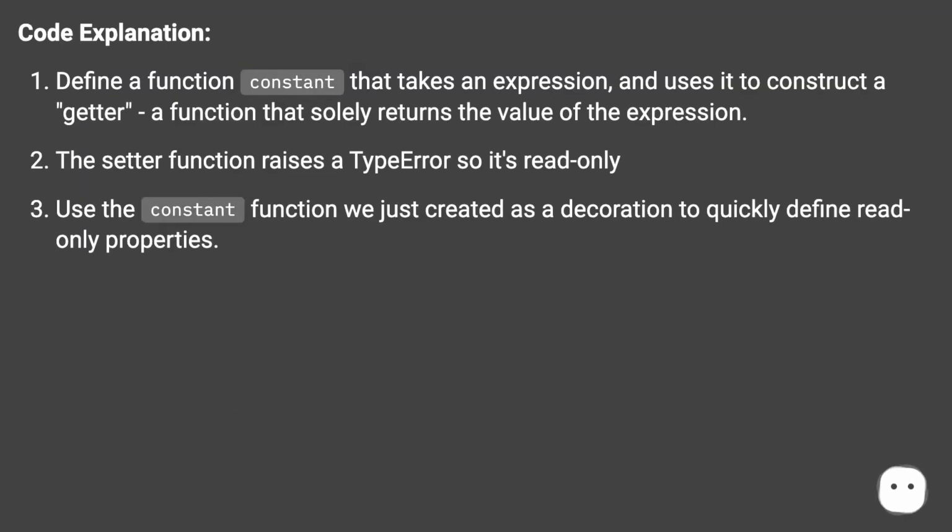Code explanation. Define a function constant that takes an expression and uses it to construct a getter, a function that solely returns the value of the expression. The setter function raises a type error, so it's read-only. Use the constant function we just created as a decorator to quickly define read-only properties.